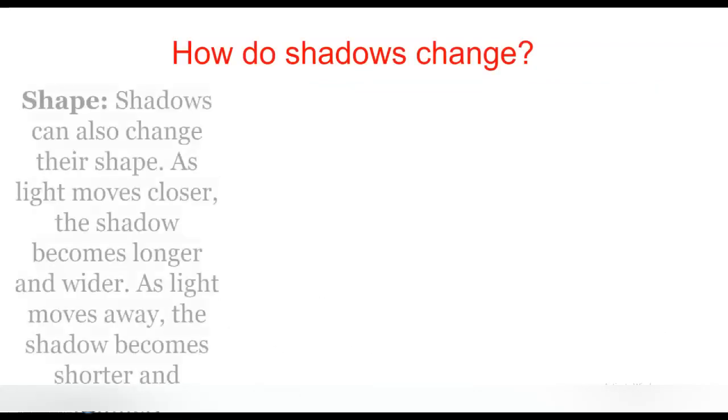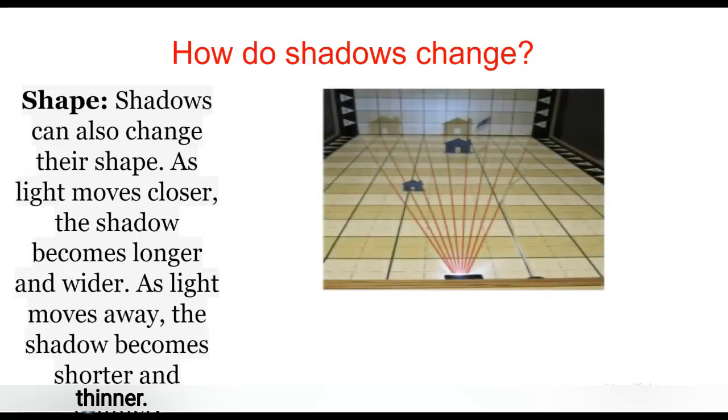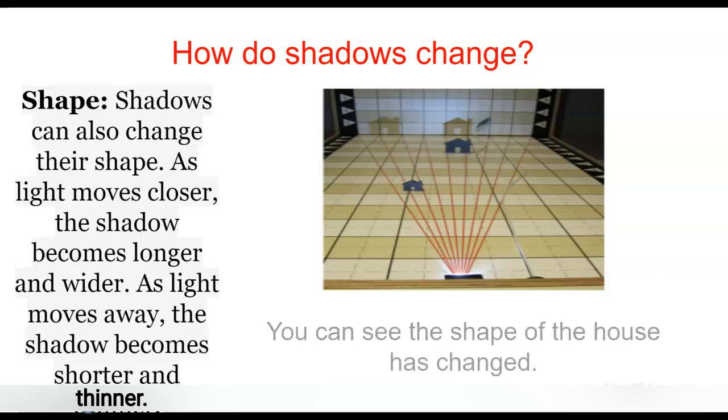It can also change its shape. Shadows depend on their light. As the light moves closer, the shadow becomes longer and wider. As the light moves away, the shadow becomes shorter and thinner. You can see the 2 examples on the left-hand side. The house is closer to us, so it's longer and wider. The second house is further away, so the shadow is shorter and thinner.